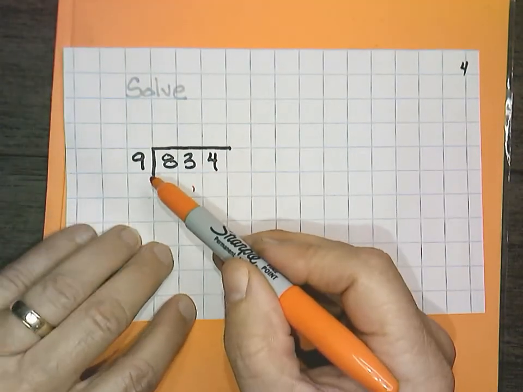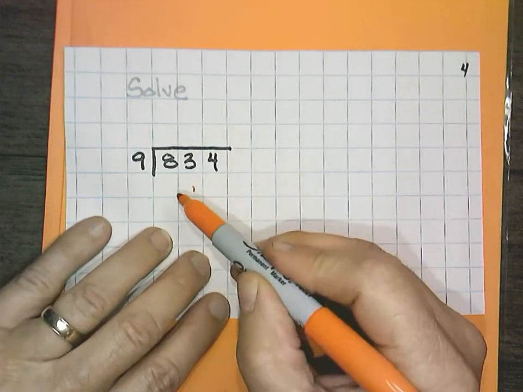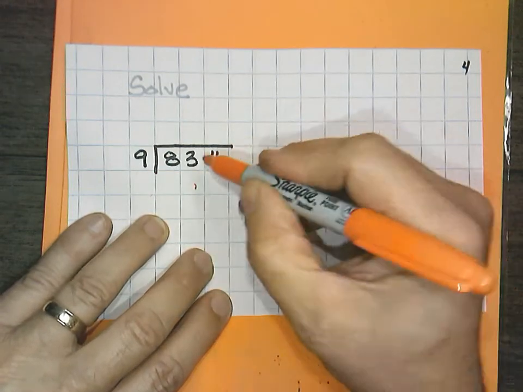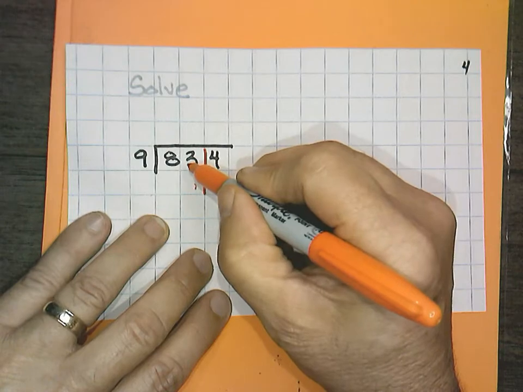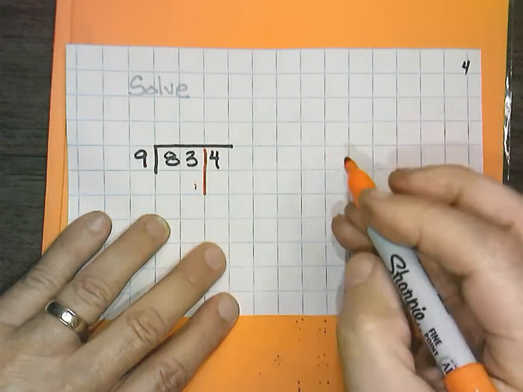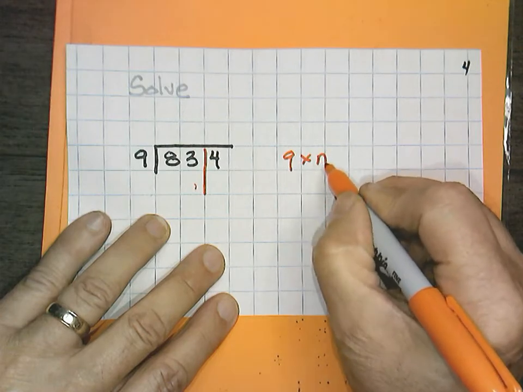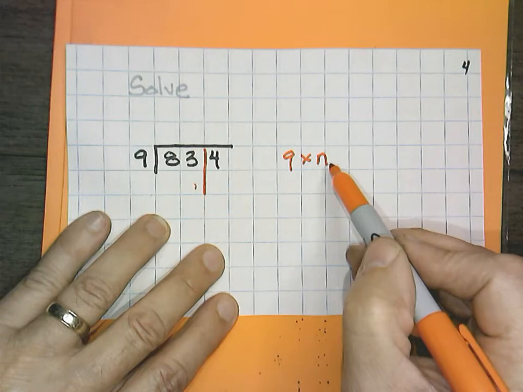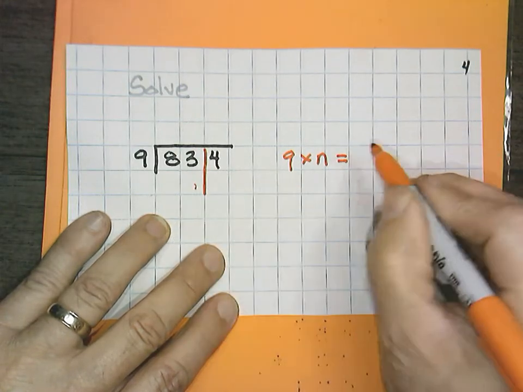834 divided by 9. I'm going to go digit by digit. 9 does not go into 8, but it does go into 83. I'm going to just draw that line there to show that I'm focusing on the 83. And now I'm going to create a multiplication equation. 9 times n. Remember that n is our unknown. We don't know what this number is, and that's what we mean by n. They call that a variable. Is equal to 83.